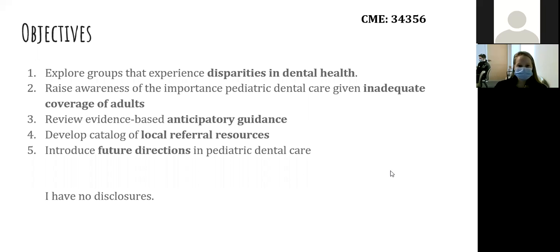I'm going to review some groups that experience disparities. I'm going to briefly talk about insurance coverage for adults, and then I'm going to review some evidence-based anticipatory guidance, some local referral resources, and future directions in pediatric dental care.